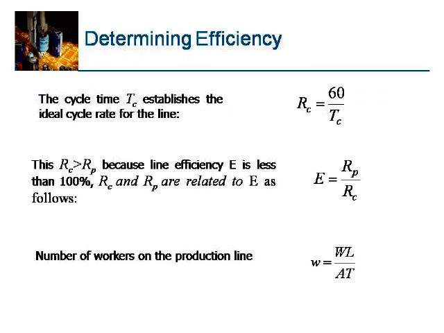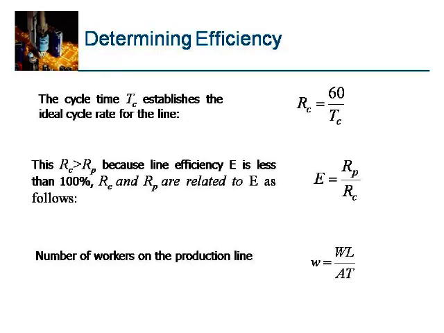Cycle time TC establishes the ideal production rate, which is 60 by TC, as we have discussed, and RC is more than RP. RC is the production rate based on cycle time, and RP is the real production rate, and normally RC is more than RP because line efficiency is less than 100%. RC and RP are related to E. So E is RP by RC.